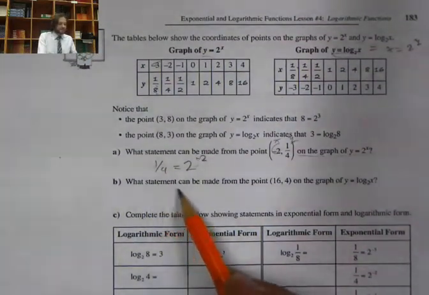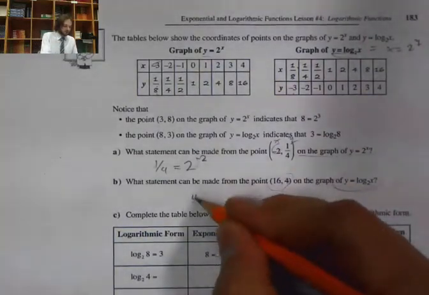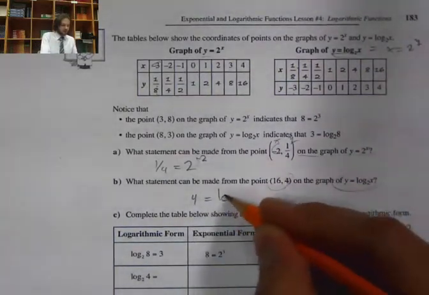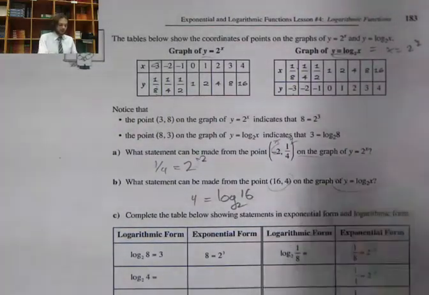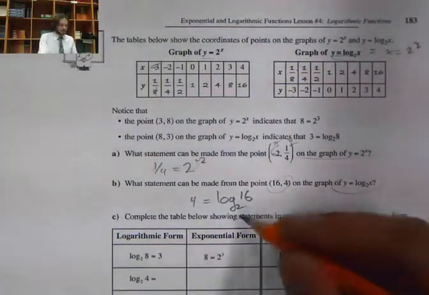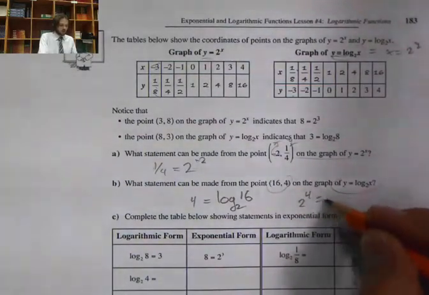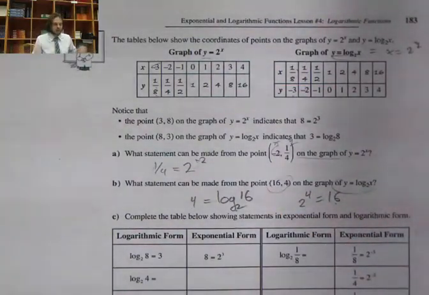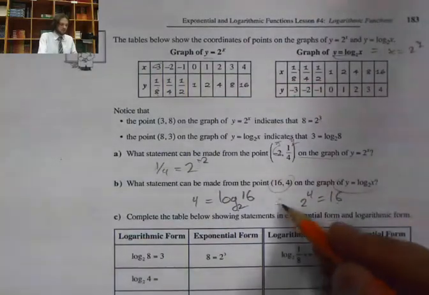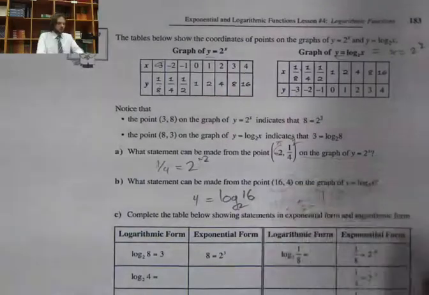It says, what statement can be made from this one given this graph? Okay, well, y is 4, and we have y is equal to log base 2, and x is 16. Well, isn't this the same thing as 2 to the 4 is equal to 16? That is true. This is the inverse of that. This is like saying that, which is true. These are inverses.